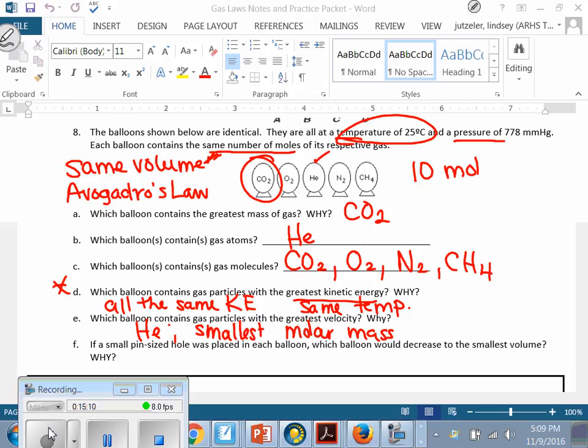Okay? F, if a small pin-sized hole was placed in each balloon, which balloon would decrease to the smallest volume? F is asking you an effusion question. If I were to pop a hole in each of those balloons, which balloon would decrease to the smallest volume? So I'm really asking here, which gas would effuse the fastest? The gas that's going to effuse the fastest, is going to push the gas out of that hole the fastest, is going to be the helium for the same reason. It's got the smallest molar mass.